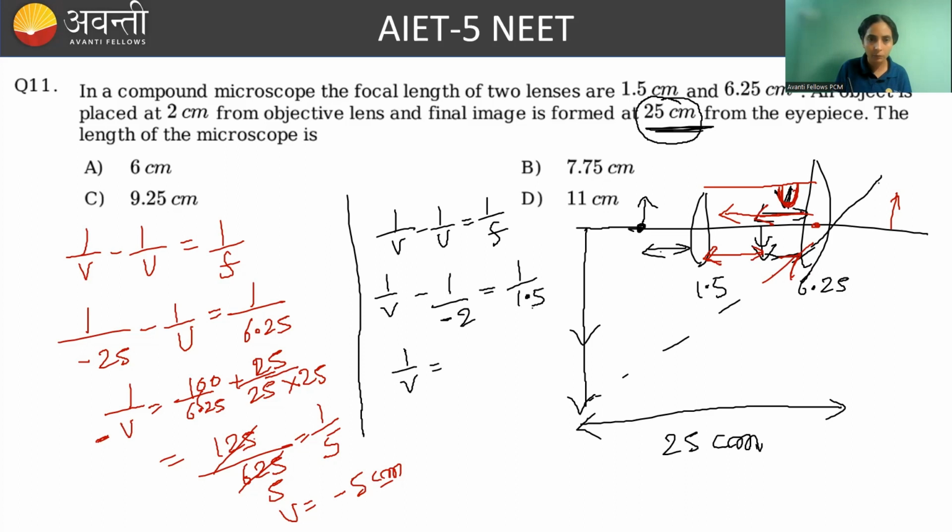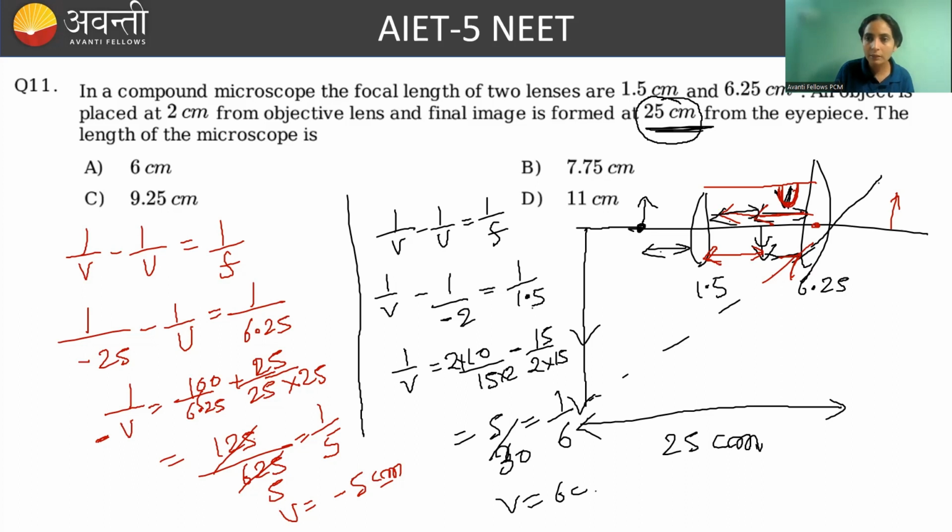So calculate it now. 10 by 15 minus 1 by 2. My favorite thing, make denominator equal, 2 into 15, and this is 15, 30, 15 into 2, and here 2, 30. So 20 minus 15, that is 5 by 30. And 5 by 30 means how much? This is 1 by 6. So V is how much? 6 centimeters. So this distance is how much? This distance is going to be 6 centimeters.